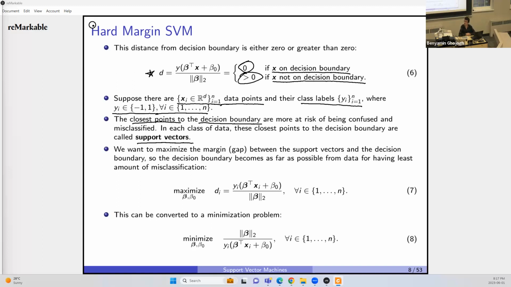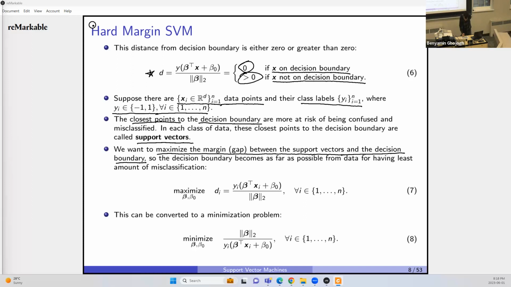We want to maximize the margin or gap between the support vectors and the decision boundary. So between the support vectors and the decision boundary, we want to maximize that. If we had one class, that would push the distance to infinity. However, we can't do that because the other class is also pushing. If we assume they are both equally strong, it will be exactly in the middle. So the decision boundary becomes as far as possible from the data, for having the least amount of misclassification, right?